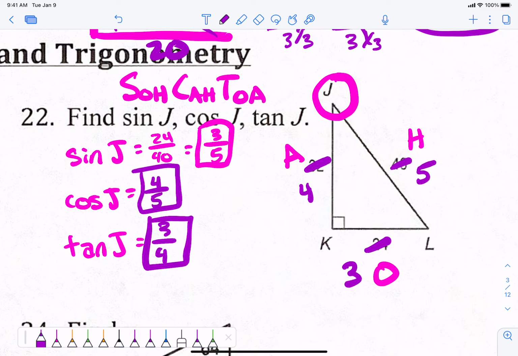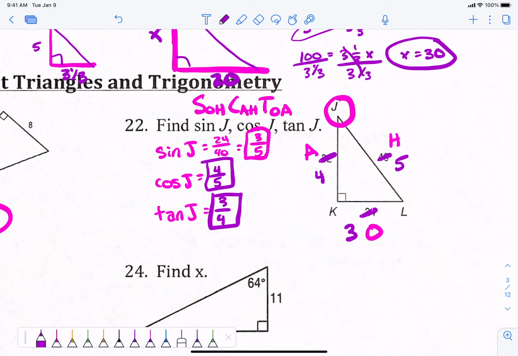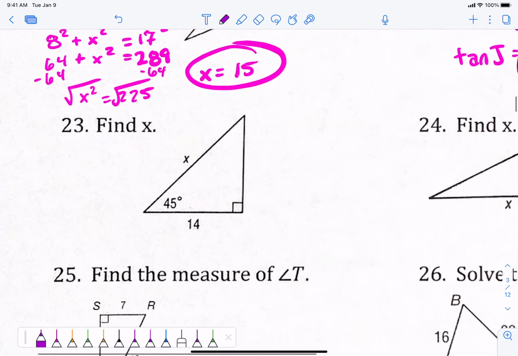So when it says find sine, cosine, and tangent, we just have to do that and not type it into our calculator? No. Just give me the fractions. Sine of J, cosine of J, tangent of J, just give me the fraction. Okay? On the next one, 45, 45, 90.